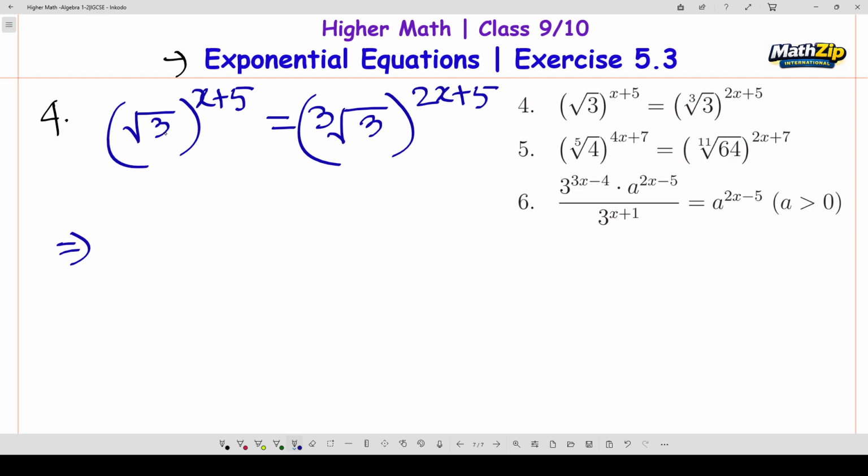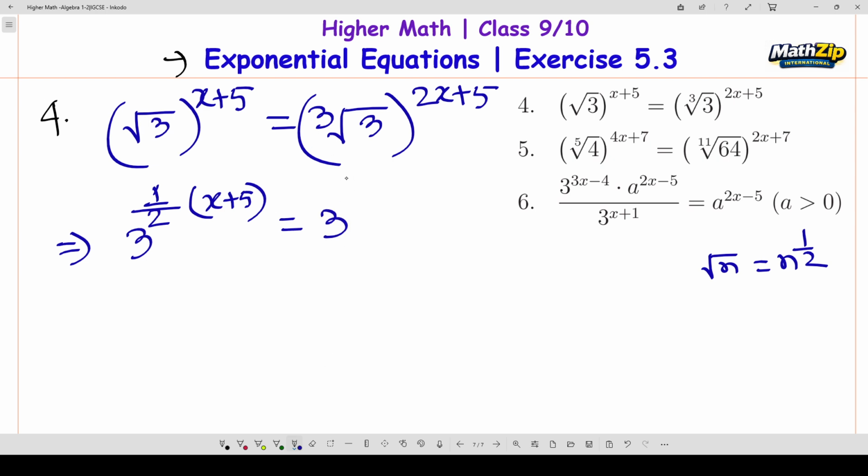Here is a cubic root. We can write 3 to the power 1 by 2, right? How? Root n equals n to the power 1 by n, and here is x plus 5, equal. Again, cubic root we can write 3 to the power 1 by 3 times 2x plus 5.